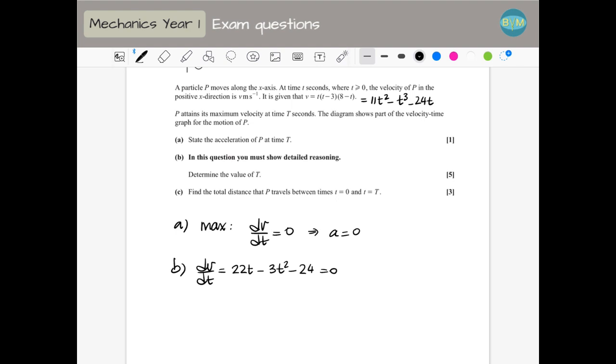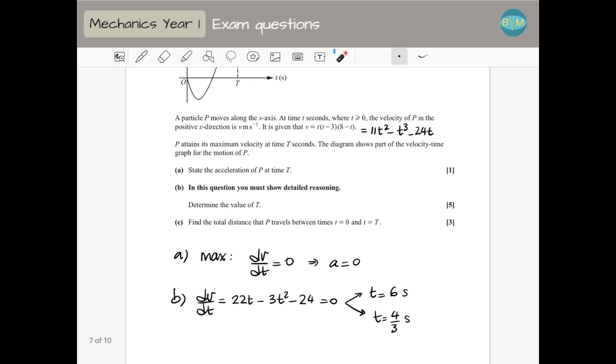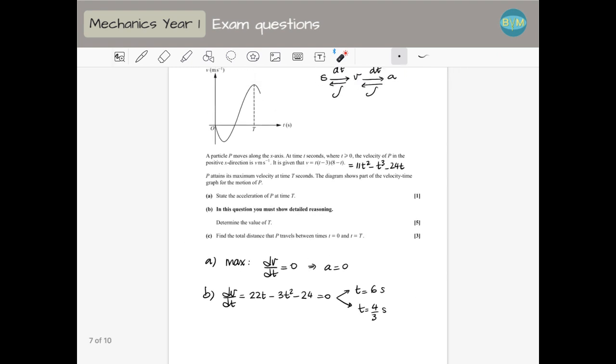This is a quadratic. So when you solve the quadratic and you find the two values of t, you get very nice numbers. So you get t equals 6 seconds and t equals 4 over 3 seconds, which means the 4 over 3 seconds is here. 6 seconds is this one, so it's giving me the minimum and the maximum. This is the one that corresponds to the maximum. So T is 6 seconds.